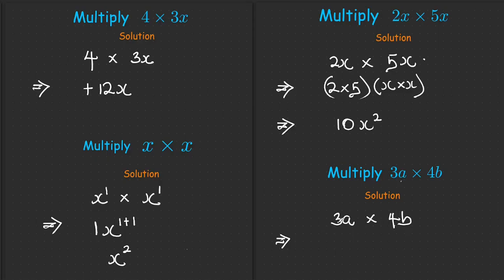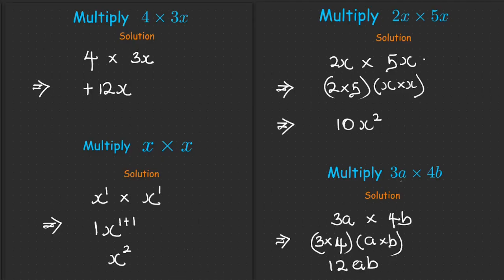Multiplying the coefficients, we have 3 times 4, which gives us what? A 12. And then we multiply a by b. So a times b. 3 times 4 gives us a 12. Then a times b gives us ab.